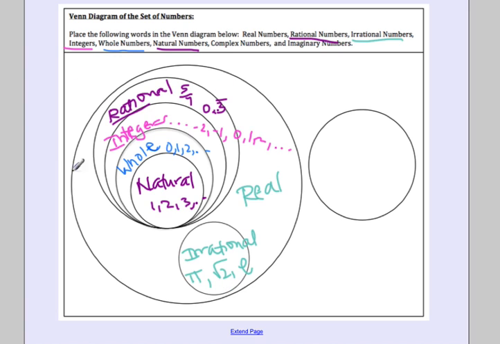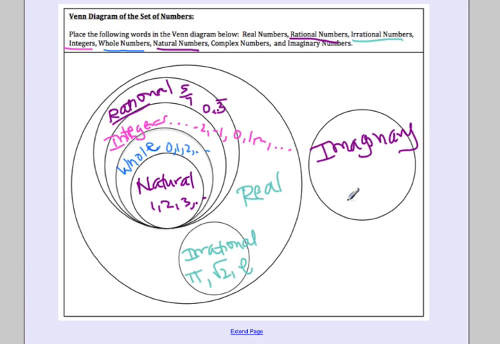So this big circle, we have all heard of the words in here before. Okay, now we have to go ahead and add in complex and imaginary. Okay, imaginary numbers are over here. They do not touch my real numbers. Okay, so this is imaginary.